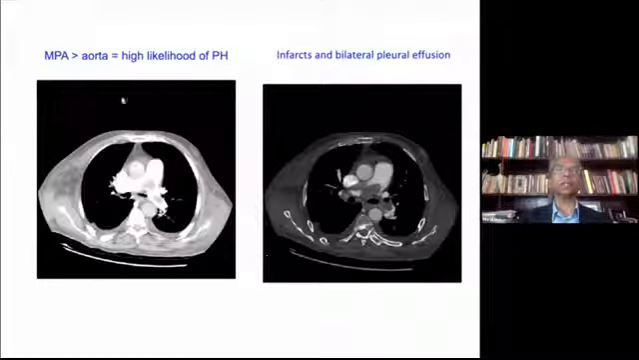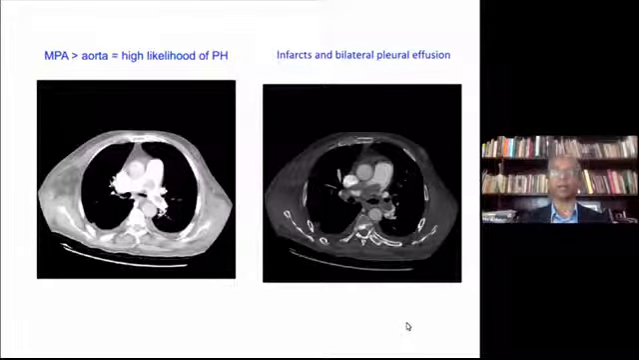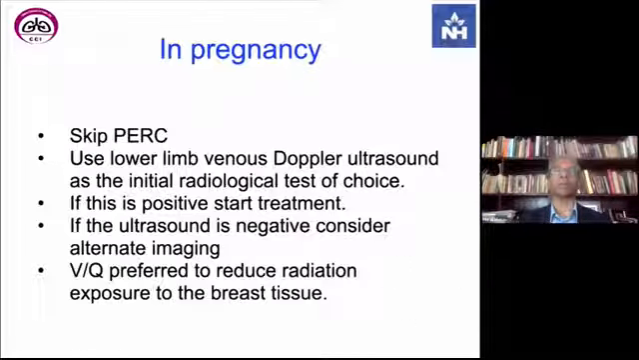I already spoke about if your main pulmonary artery measured at approximately the carina is wider than the aorta, the diameter is greater than that of the aorta, you have a very high likelihood of pulmonary hypertension. And if you have infarcts and you have bilateral pleural effusions, not showing up so well, I'm afraid, on this, but you can just about catch sight of it there and there, then you probably are dealing with a high probability of having pulmonary embolism in the right circumstances.